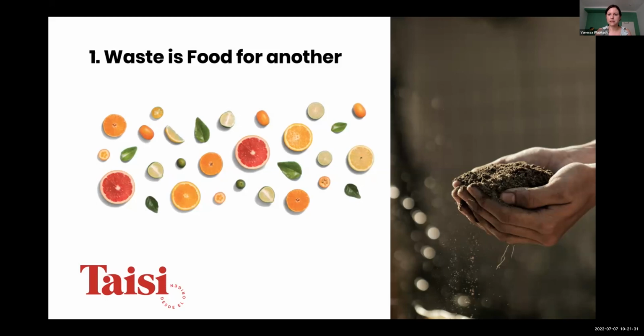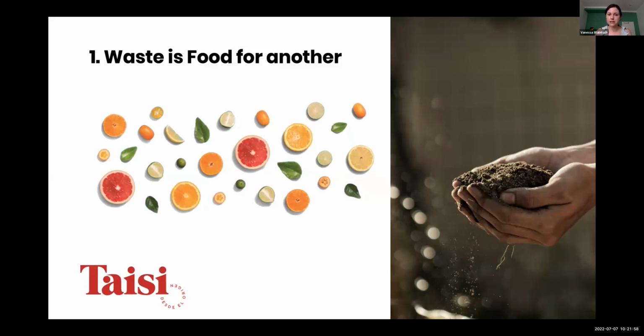We can see this, for example, in the case of the company Taisi, a fruit and jam company that we are going to work on later in our exercise. They are a company based in Spain that is really well known for sustainable fruit and jam production.